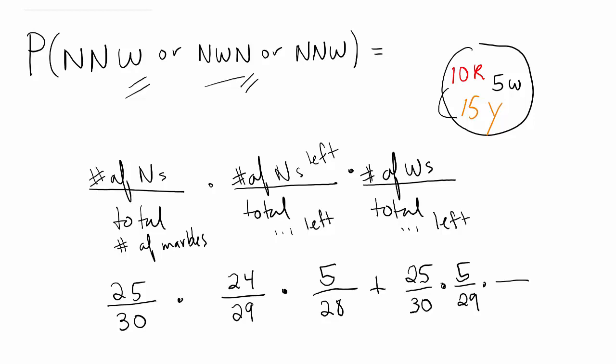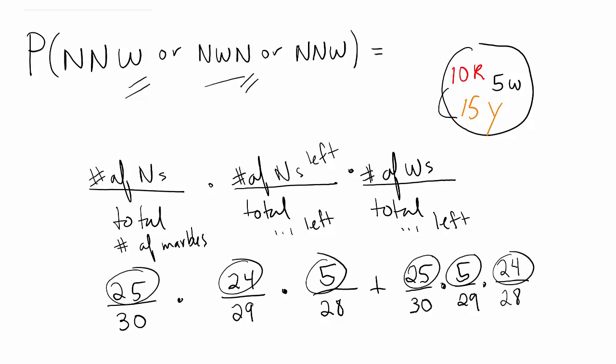Well, think about it. In the first place, we took a non-white marble out, right? So one of those is missing. That means there's only going to be 24 non-white marbles left. And how many total marbles in the bag? Just 28, because we've already taken 2 out. So if you look at the numerator for the first thing that we wrote, we had 25, 24, and 5, right? We still have 24, 5, and 25, the same 3 numbers.